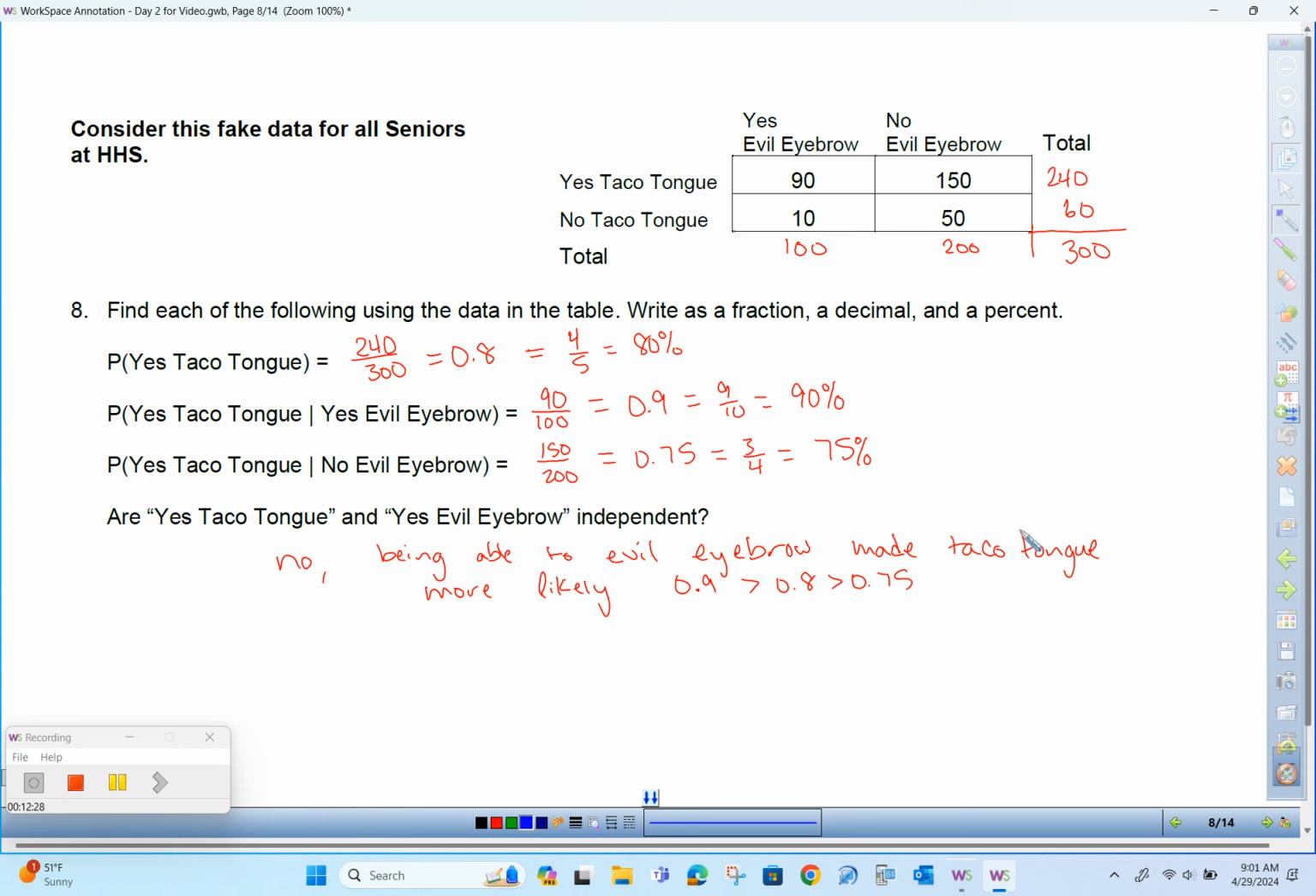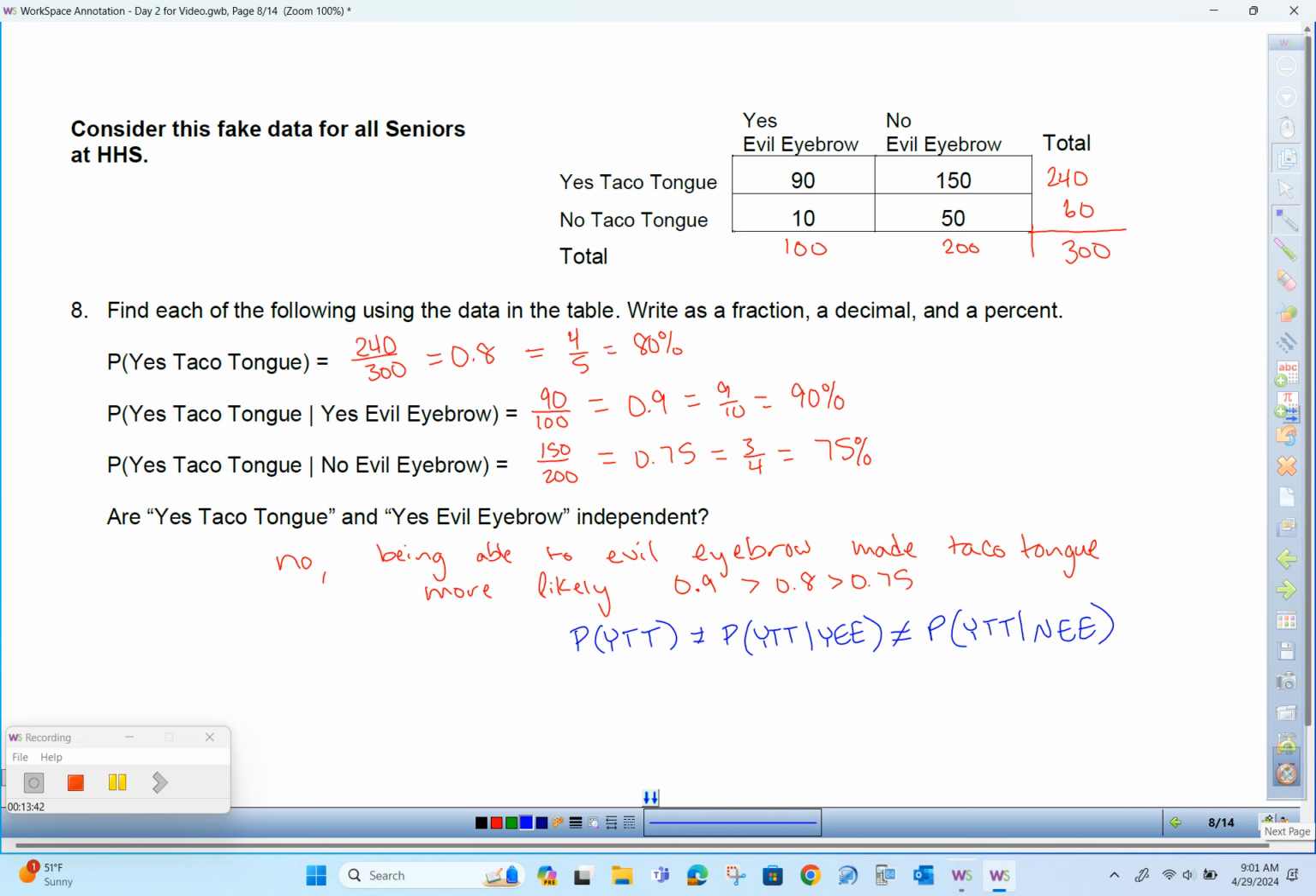How you word your justification is very important to me, so you don't have to necessarily start with the evil eyebrow, but you should involve some sort of calculations. You can use our symbols here. We can say the probability of yes taco tongue was not equal to the probability of yes taco tongue given yes evil eyebrow, and it's not equal to the probability of yes taco tongue given no evil eyebrow. Okay, those should match.